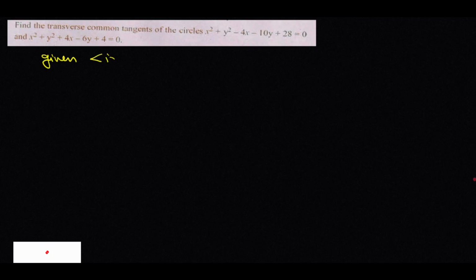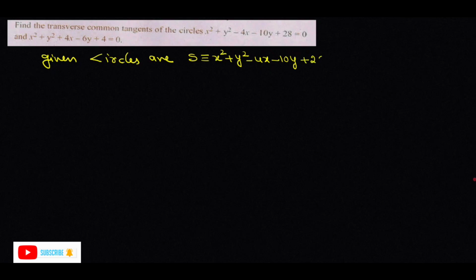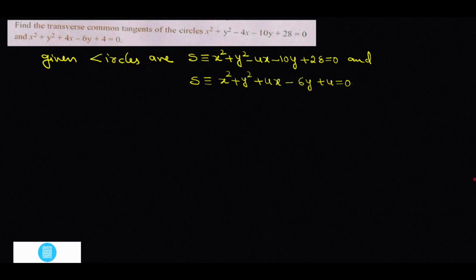Given circles are, let's suppose the first circle is S: x square plus y square minus 4x minus 10y minus 28 equal to 0. Now the second circle S dash equals x square plus y square plus 4x minus 6y plus 4 equal to 0.